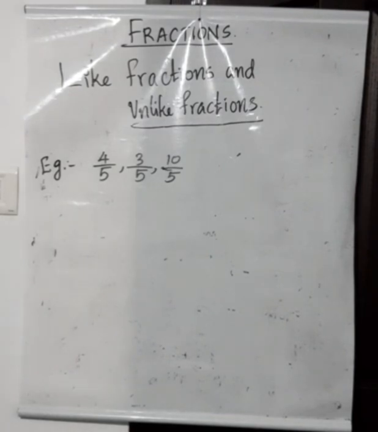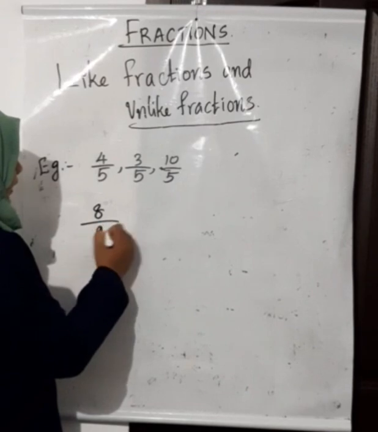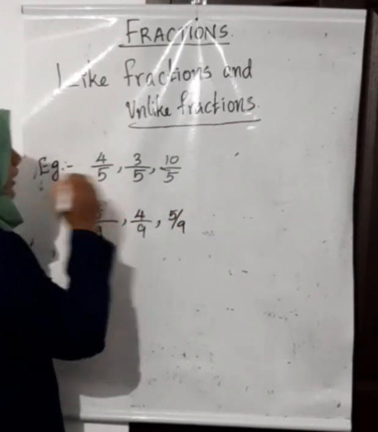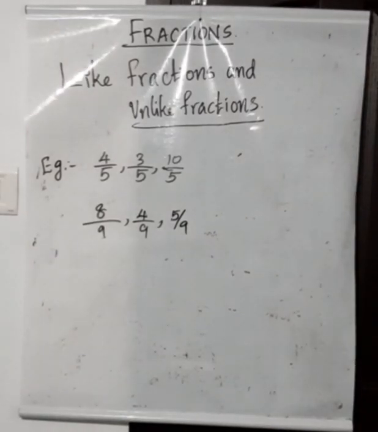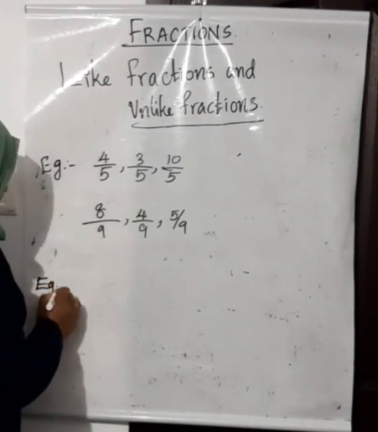Similarly, 8 by 9, 4 by 9, 5 by 9. What about them? Are they like or unlike? Yes, they are also like fractions because their denominators are also the same, and that is 9. Then, how will we be able to say an example for unlike fractions? That is also easy, isn't it?